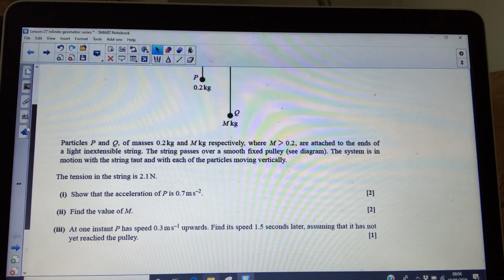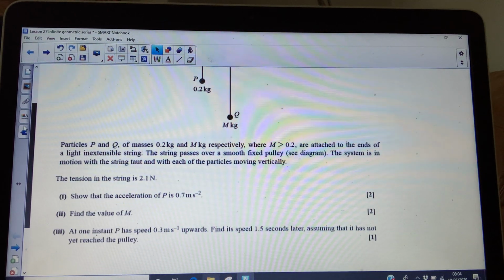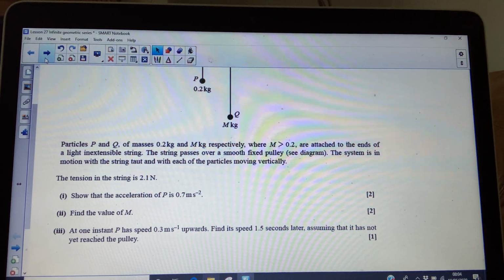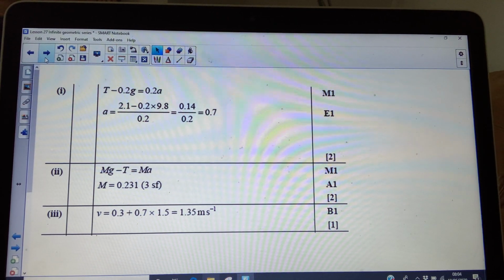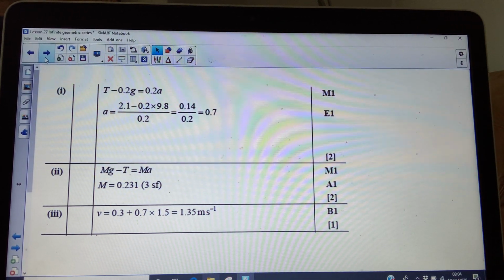So here's your question, and again, it will be on your PDF. There's your diagram and your questions. It's a 5-mark exam question, and here's your mark scheme. If there's anything you're unsure of about pulleys, please ask. Now's the time to get help. It's going to be on your Year 12 assessment.